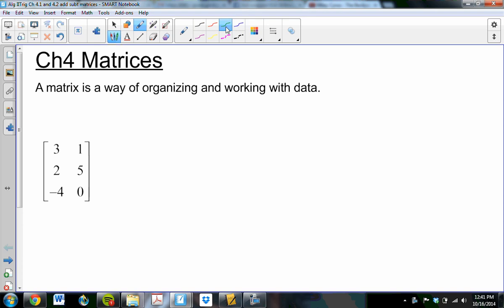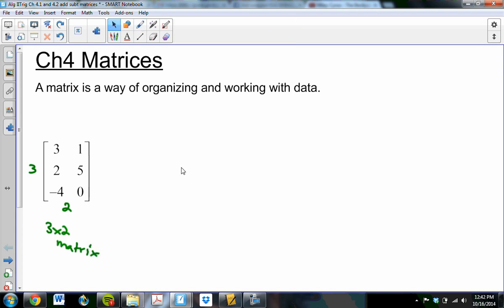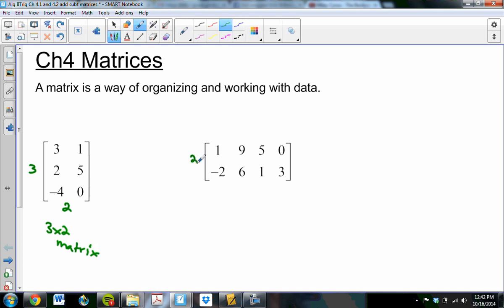So this right here has a dimension of 3 by 2. This is a 3 by 2 matrix. That's its dimension, because it has 1, 2, 3 rows and 1, 2 columns. All matrices have a dimension, and it always goes row, column. So this is a 2 by 4 matrix. There's 2 rows, there's 4 columns. Its dimension is 2 by 4.